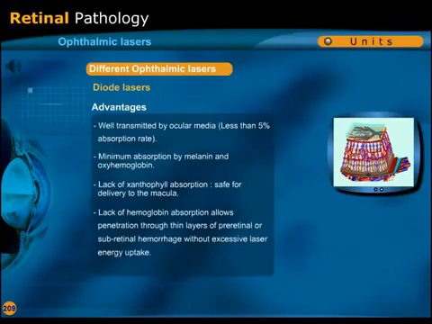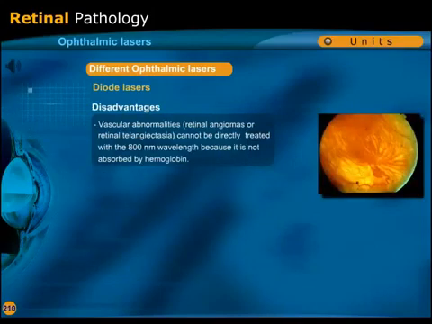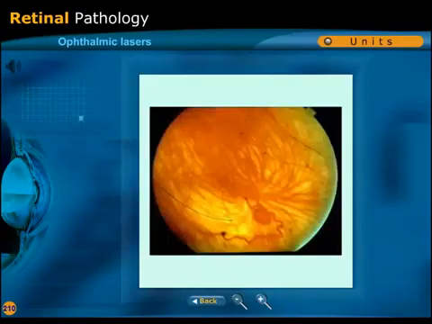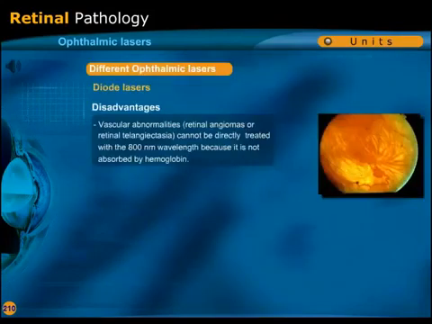Lack of hemoglobin absorption allows penetration through thin layers of pre-retinal or subretinal hemorrhage without excessive laser energy uptake. Disadvantages: vascular abnormalities such as retinal angiomas or retinal telangiectasia cannot be directly treated with the 800 nanometer wavelength because it is not absorbed by hemoglobin.